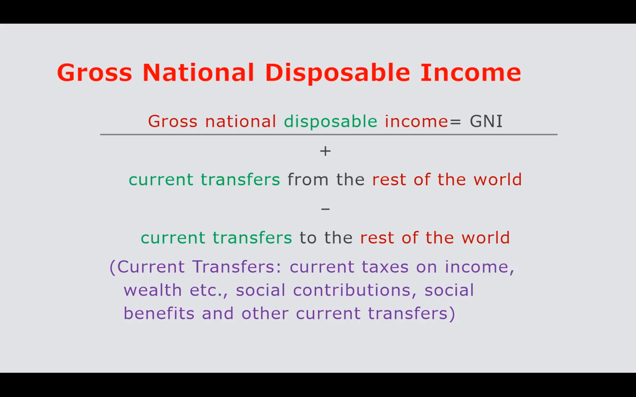Gross national disposable income is equal to gross national income plus current transfers from the rest of the world minus current transfers to the rest of the world. So current transfers here are current taxes on income, wealth, social contributions, social benefits, and other current transfers.